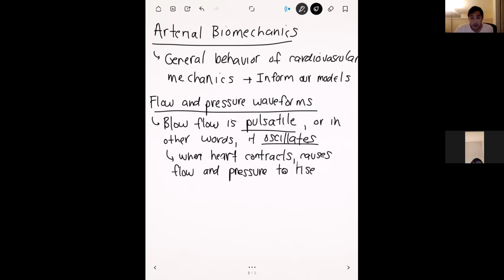Yes, so Joshua brought up a good point. This is where the terms systole and diastole come in. Remember, systole is what happens when your heart is fully contracted, and diastole is when your heart is relaxing. This is always happening inside your body, so your heart's always contracting, relaxing, systole, diastole. And this causes the flow and pressure waveforms in your body to go up and down. Let me draw the flow waveform first.